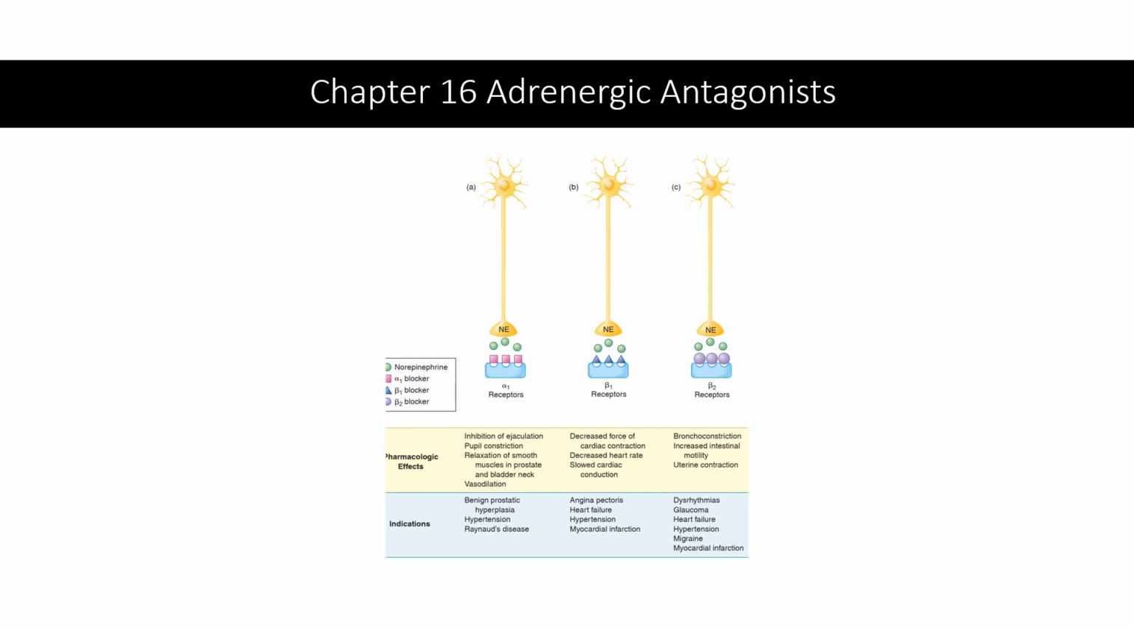Increased intestinal motility. Because you're blocking the sympathetic flow to the gastrointestinal tract, you are in fact allowing the parasympathetic system to work more on the gastrointestinal tract, and that typically causes more peristalsis, more secretions. But why would we do that? We wouldn't do that with a beta 2 receptor antagonist.